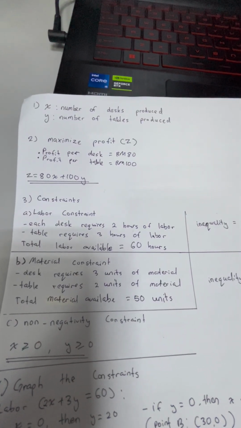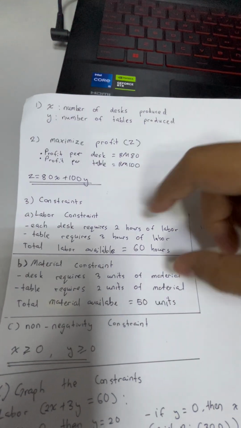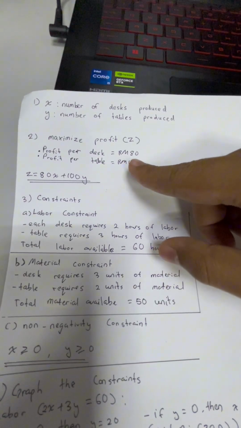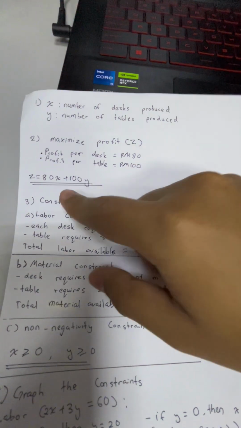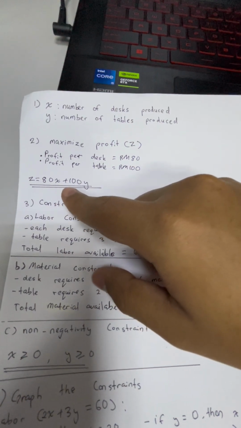Maximize profit, I will label as Z. Profit per desk, we can see that it is 80 ringgit, and profit per table is 100 ringgit. So we get Z equals 80x plus 100y.